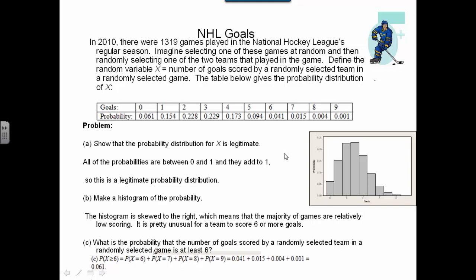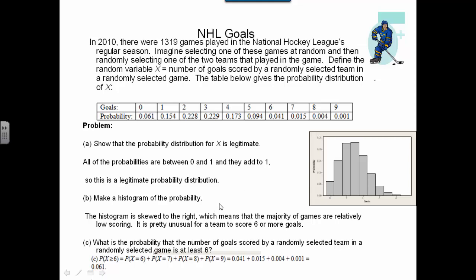Here's another example. In 2010, there were 1,319 games played in the National Hockey League's regular season. Imagine selecting one of the games at random, then randomly selecting one of the 2 teams that played in the game. Define the random variable X to be the number of goals scored by a randomly selected team in the randomly selected game. The table below gives the probability distribution of X. Show the probability distribution is legitimate. All the probabilities, again, on this list are between 0 and 1, and they all add up to 1. So it's a legitimate probability model.